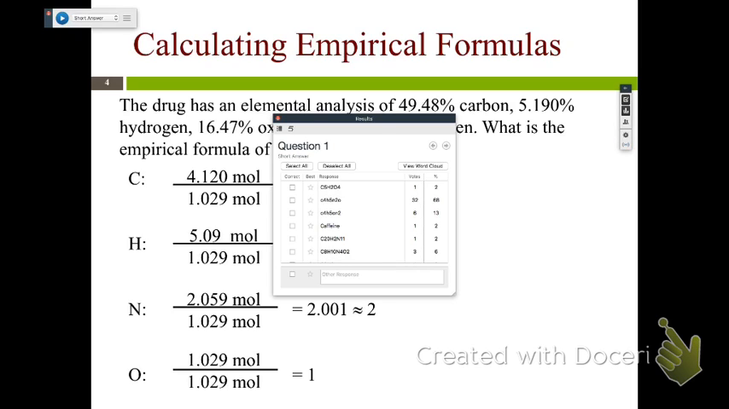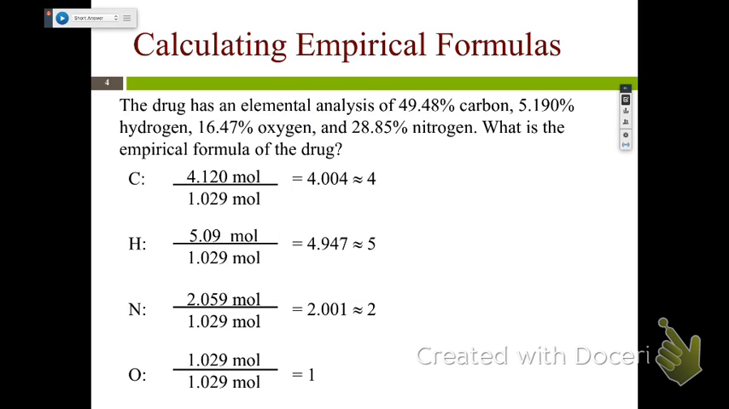Okay? Is that the molecular formula? No. All right, so that is the ratio of carbon, hydrogen, to nitrogen, to oxygen.